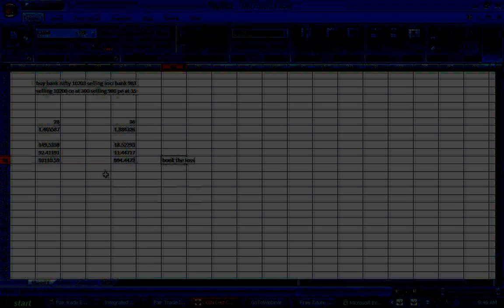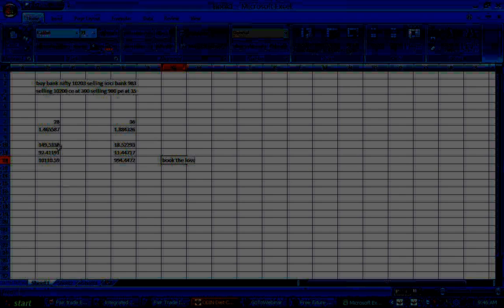If both the things happen in this order, 10,110 it has fallen, same time ICICI Bank has gone to 994, though it is a remote possibility. Bank Nifty to fall and ICICI Bank to rise is a remote possibility, but still, if it happens, I'll book the losses.